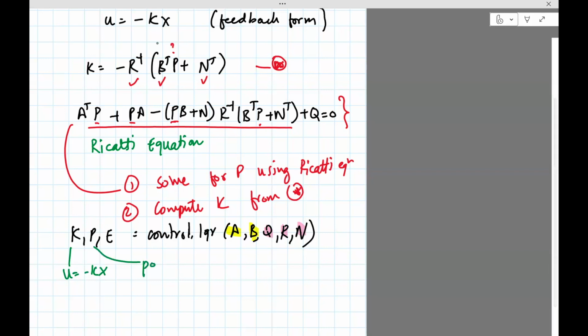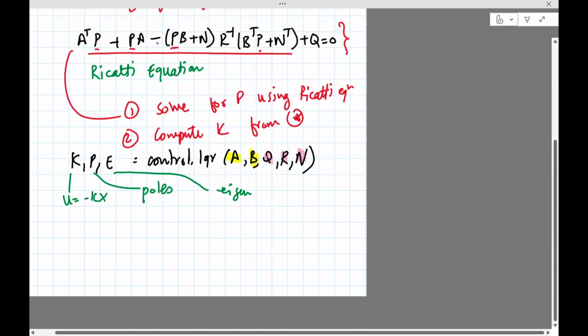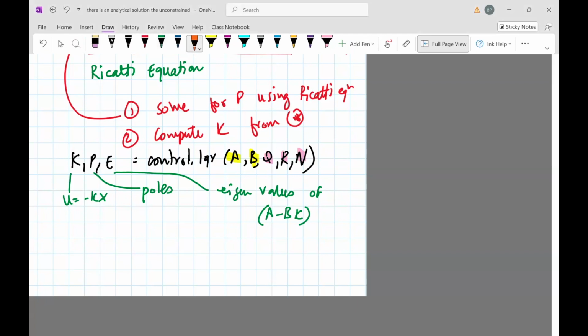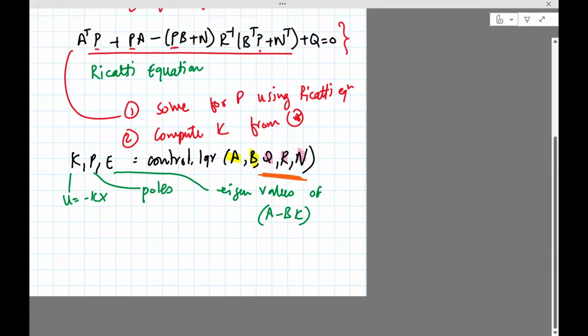This is the poles, right? Here we couldn't control the poles location directly, but indirectly by controlling Q, R, and N, you can control the poles. And E is actually the eigenvalues of A minus BK. So it does that for you. You don't have to do it separately. Okay, so it all boils down to doing one single thing, which is you need to compute Q, R, and N.